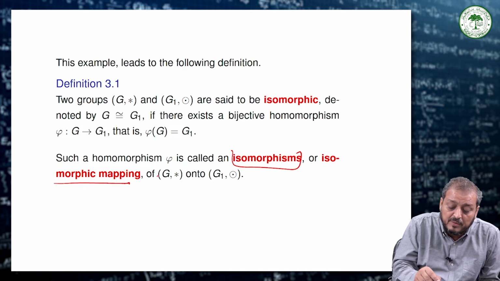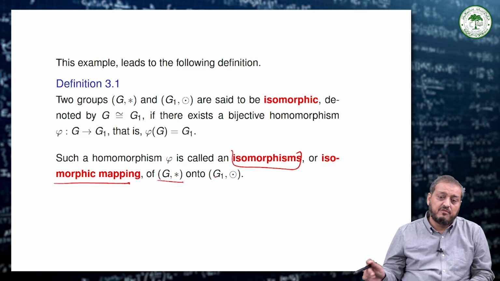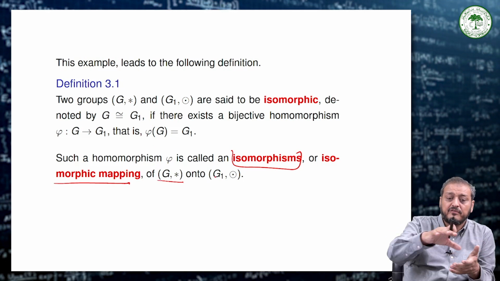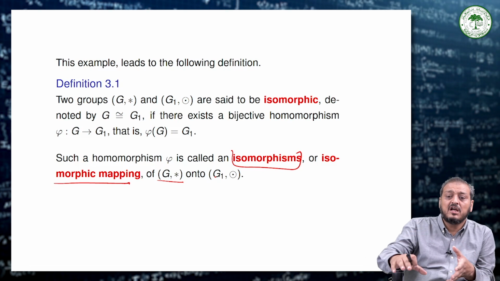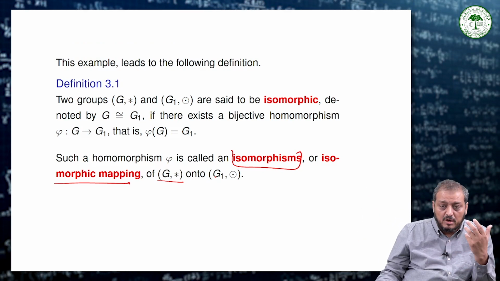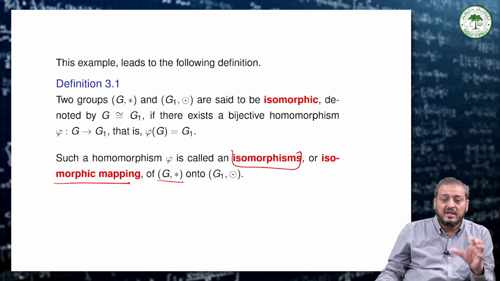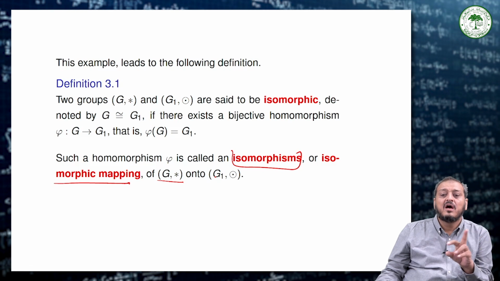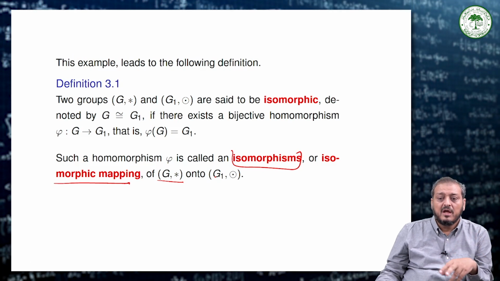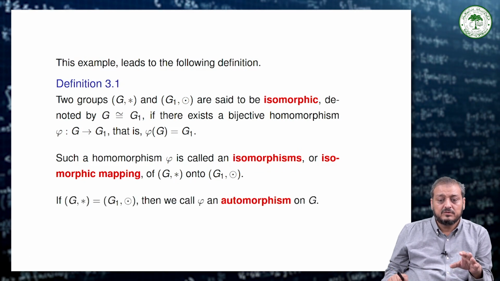So an isomorphic mapping of G star onto G1. If such a homomorphism phi exists, which is also bijective, then we say that phi is an isomorphism, and then we can say that these two groups are isomorphic to each other, and then we start with one example.